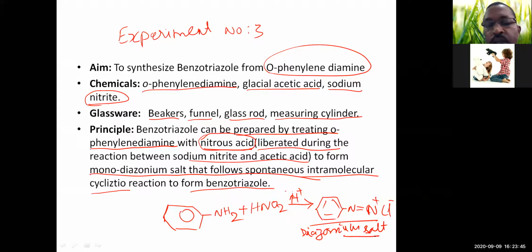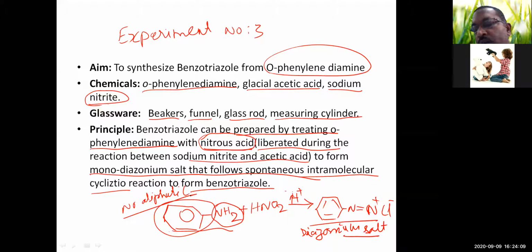So the main criterion for formation of this diazonium salt is that it must be an amine, and that too an aromatic amine. In most of the cases it is an aromatic amine, but no reaction occurs with aliphatic amines. So it must be an aromatic amine to form the diazonium chloride. Okay, we will see the reaction in the principle part. So this is the principle.